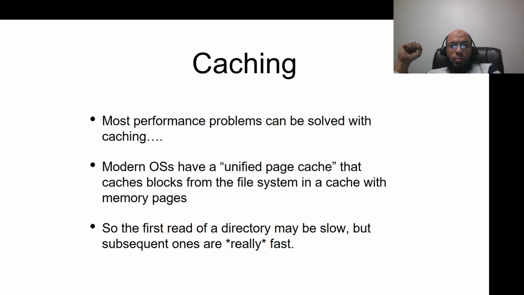To improve the performance of your file system, most file systems actually provide some form of unified page caching. Okay, page caching basically caches blocks from the file system in a cache with memory pages. So you read some of these blocks, keep them in memory as long as they are used. Okay, so the first read of a directory may be slow, but subsequent ones are really fast because they are no longer served from storage.